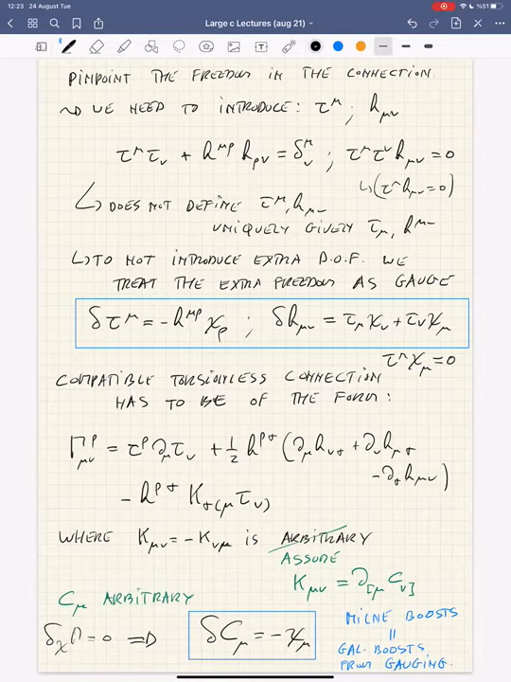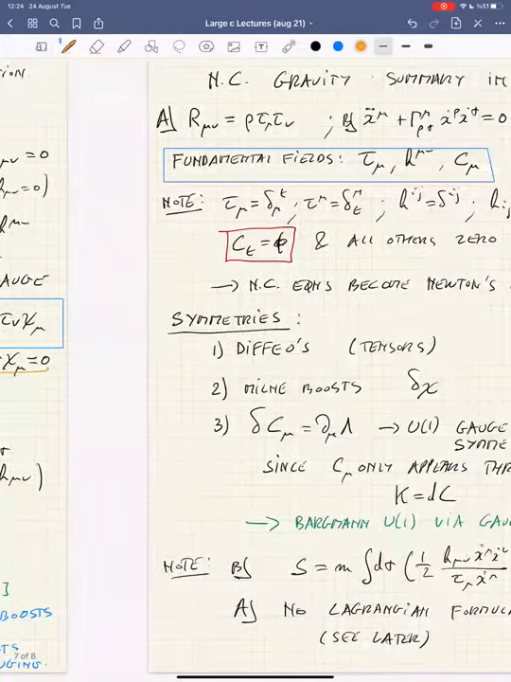So again, if you want to do it covariantly, you have to write it like this, and then it satisfies this extra condition. Thank you. Yes, very good.